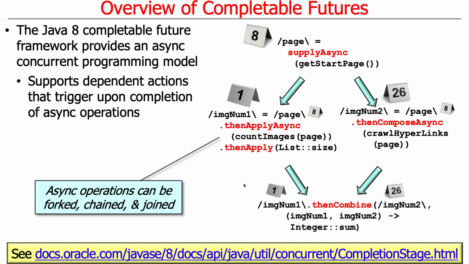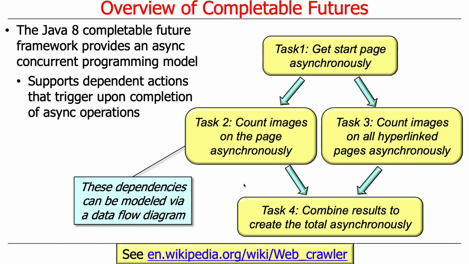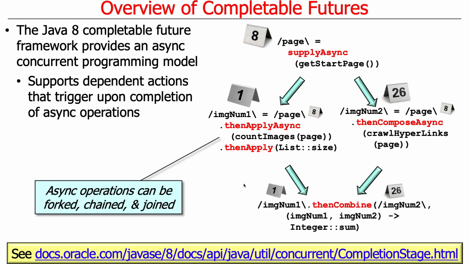And this guy will go and asynchronously crawl all the hyperlinks reachable from this page, and it'll return a completable future to a count of those images. And this one will return a completable future to a count of the number of images on this page. So both of these computations, the thenApplyAsync and thenComposeAsync, will be running in parallel.